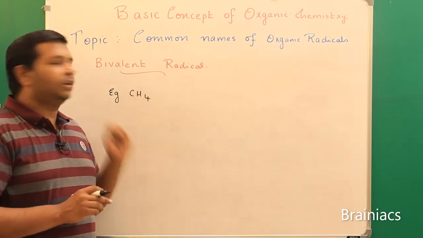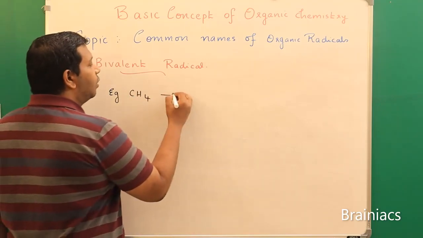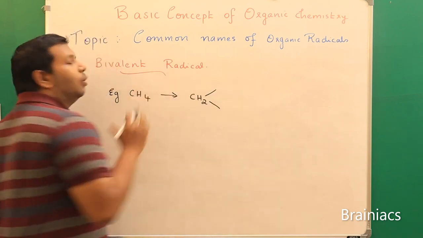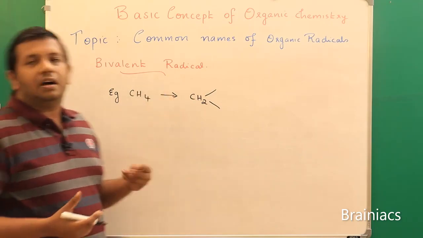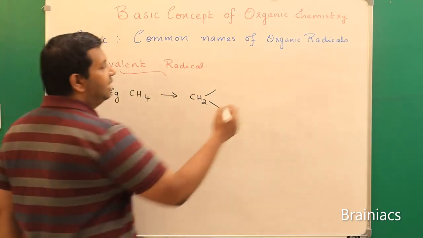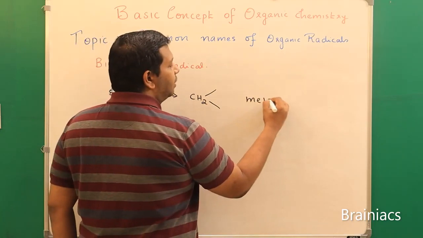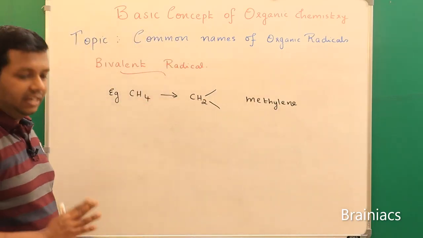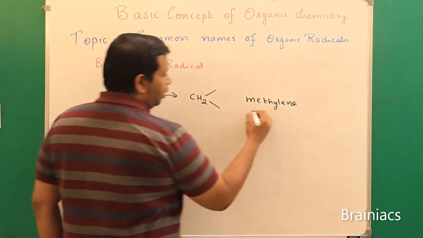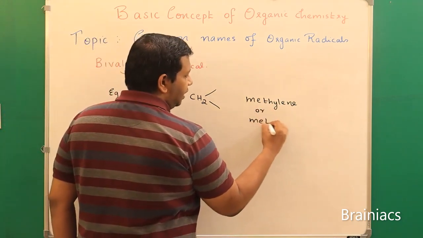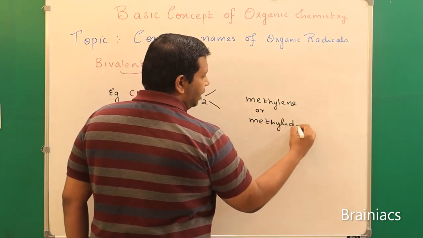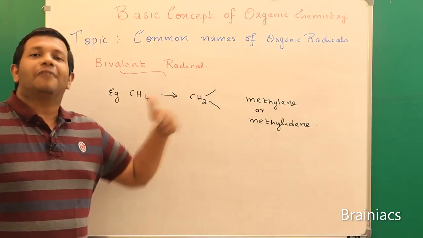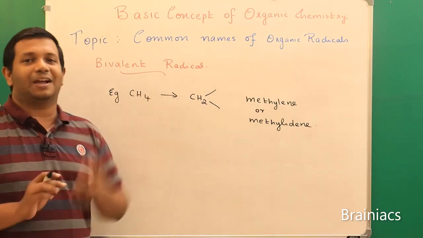So there are 2 possibilities for this one. That means from here only I can remove the 2 hydrogen atoms. So this becomes a bivalent radical. So what will be the name of this? It can be named in 2 ways. We can say methylene, because from the same carbon atom 2 hydrogens are replaced, or methylidene. Both are correct. Understood? Only in this case, because from the next one, ethane onwards, there are 2 carbon atoms.